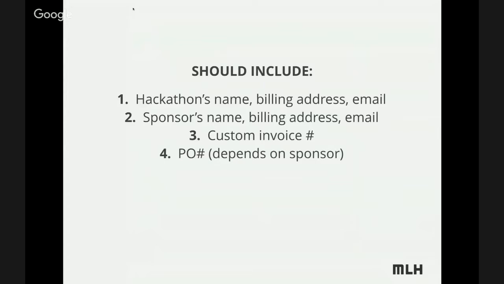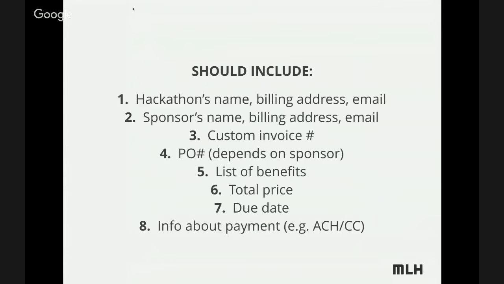Another one is an area for purchase order numbers. Again, this depends on the sponsor. Basically, if it's a large company, they usually have a PO number. You can leave a space for this. You can always just throw it on the invoice after they give it to you. Of course, the list of the benefits that they're getting, so basically an outline of their package, the total price for that package, so what they're paying you, the due date, so when the invoice is due, and then if your hackathon accepts ACH electronic transfer or credit card, this is a great place to throw information about how they can pay with those methods.